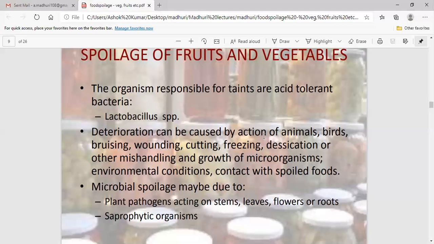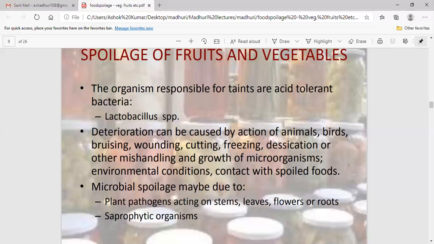freezing, and desiccation, which means drying, or other mishandling, because the product which we are taking from the field has to be transported up to the level of the customer. Okay, so it is a very long journey. In this long journey, there can be damage happening at any stage in any form. So all these factors will play a role in spoilage of fruits and vegetables.